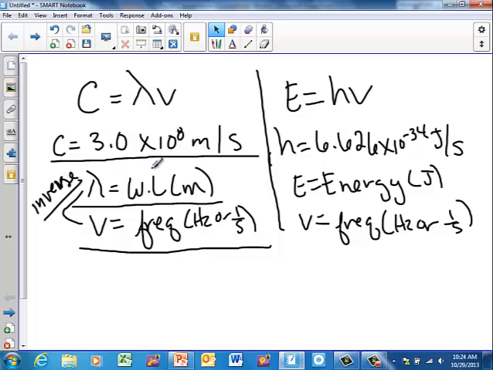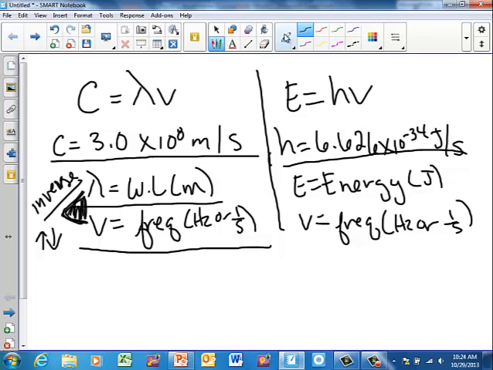Okay, they're inversely related. Remember, the higher the frequency, the lower the wavelength, and vice versa. So this is the math behind where that relationship comes from. And then over here you have the second equation. You have E is energy, V is frequency, which is hertz or 1 over s, and H is what's called Planck's constant, which is 6.626 times 10 to the negative 34th.